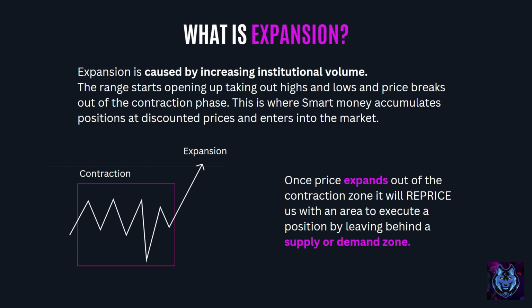This is where smart money accumulates positions at discounted prices and enters into the market. Once price expands out of the contraction zone, it will reprice us with an area to execute a position by leaving behind a supply or demand zone.